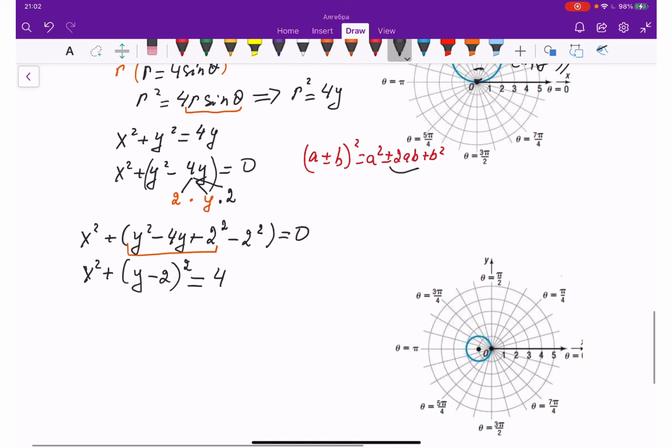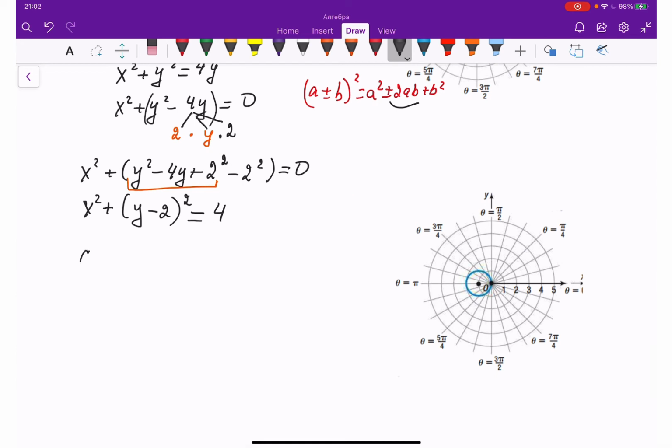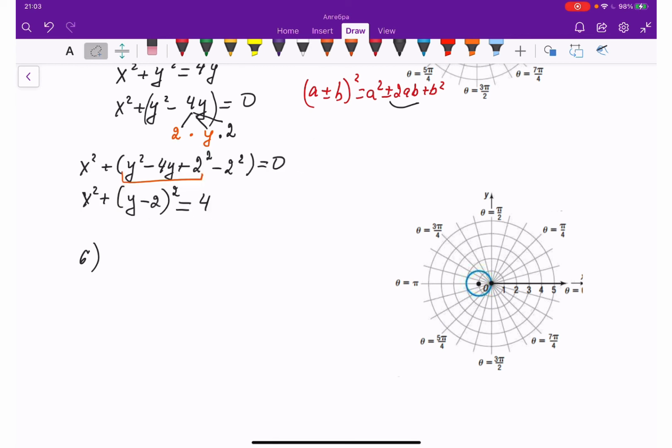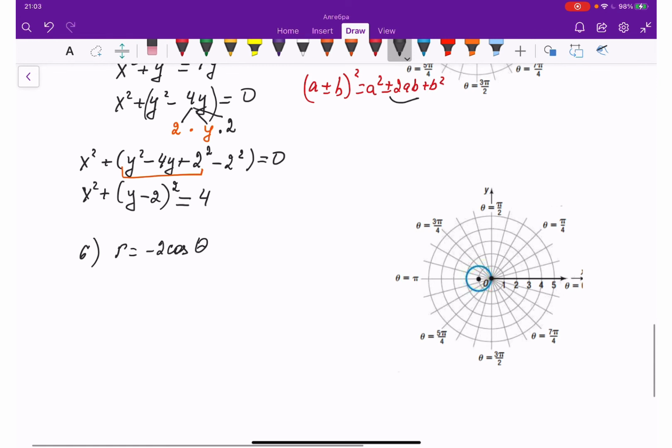Okay, solving the next one. Question number 6. So what do we have here? We have, 1 second, okay, number 6, r is equal to minus 2 cosine theta.